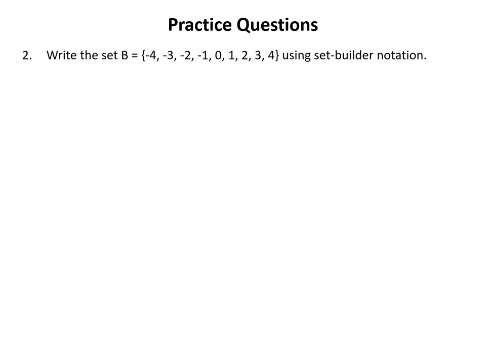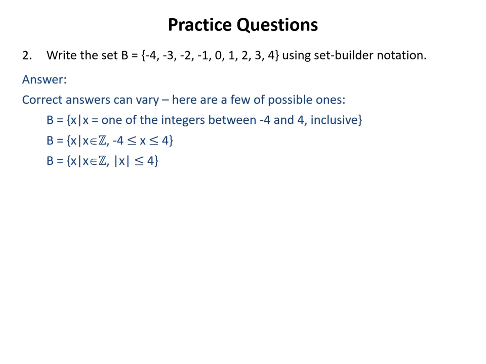Question 2. Write the set B equals minus 4, minus 3, minus 2, minus 1, 0, 1, 2, 3, 4, using set builder notation. So this is the opposite of the previous question. Now, answers can vary here because there are different ways to describe in a rule a list of values like we have here. So here are a few of the possible correct answers.